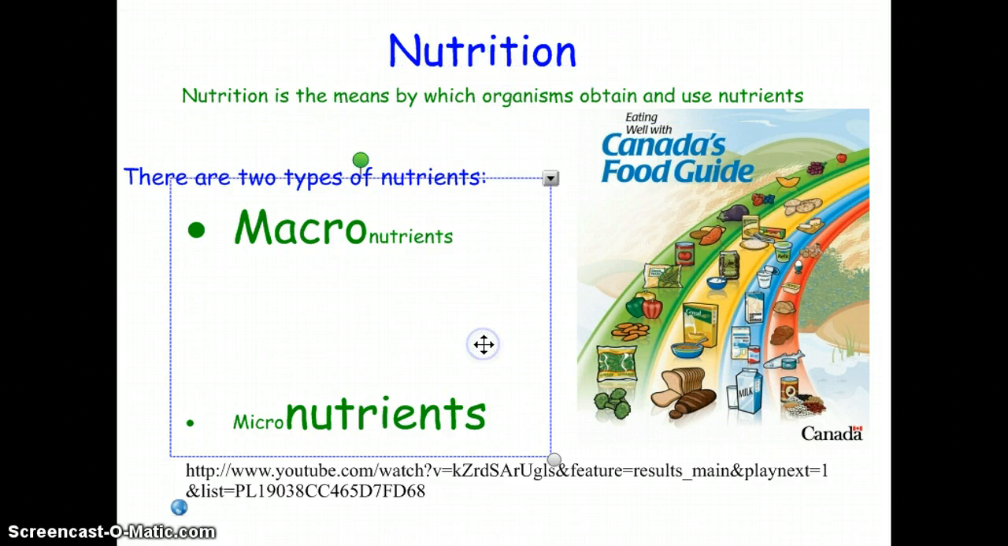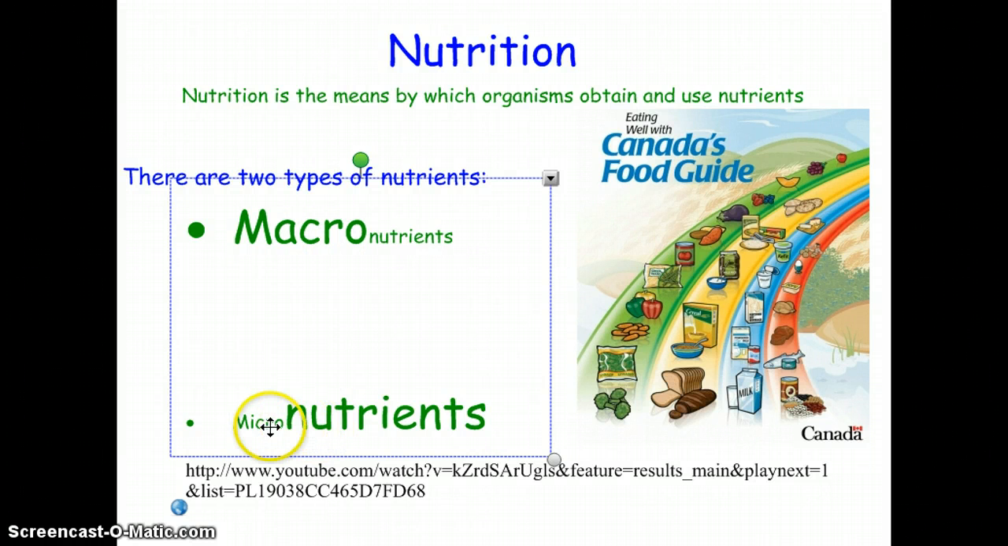So there are two types of nutrients: macronutrients and micronutrients. The reason they have those terms, well, a nutrient is just anything that our body needs in order to grow. Macro means that we need quite a bit of it, and micro means that we need less of it. They're still both important, and we need them both in order to survive and be healthy. It's just that we need a lot more of one than we do the other.